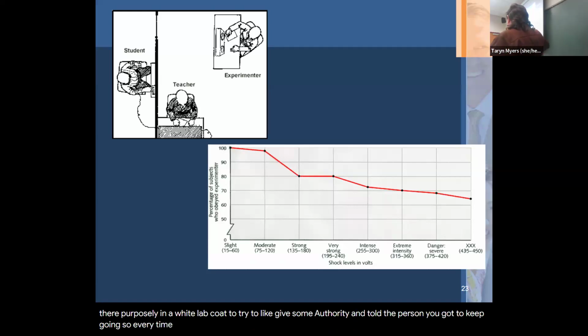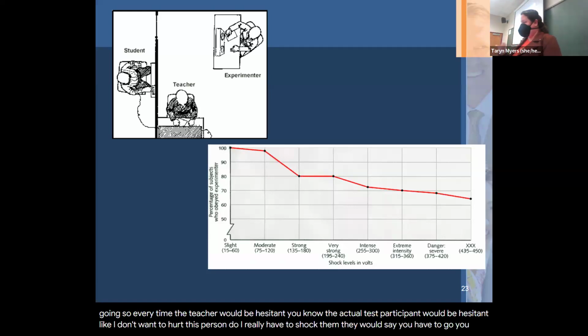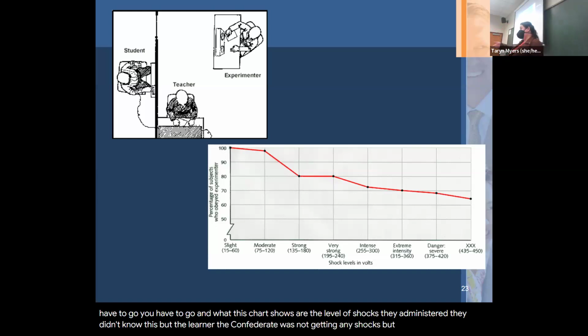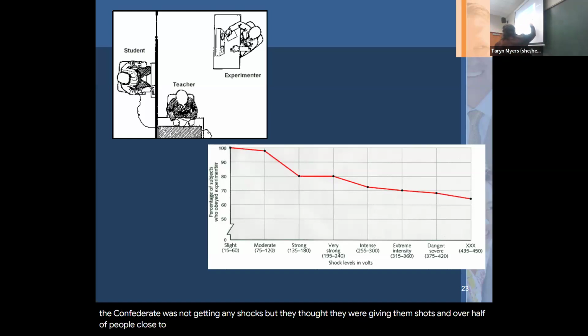So every time the teacher would be hesitant, the actual test participant would be hesitant. Like, I don't want to hurt this person. Do I really have to shock them? They would say, you have to go, you have to go, you have to go. And what this chart shows are the level of shocks they administered. Now, they didn't know this, but the learner, the confederate, was not getting any shocks, but they thought they were giving them shocks. And over half of people, close to 70%, went all the way to the highest level of shocks.